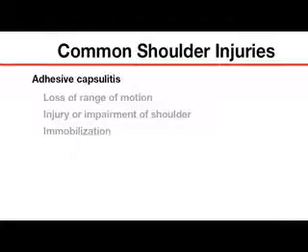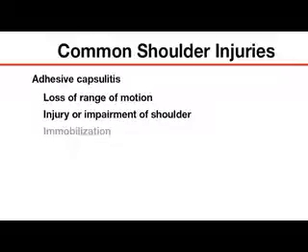Adhesive capsulitis, also known as frozen shoulder, is characterized by a painful, stiff shoulder and by loss of range of motion of the glenohumeral joint. Any injury or impairment that results in a decreased ability to use the shoulder can progress to adhesive capsulitis.